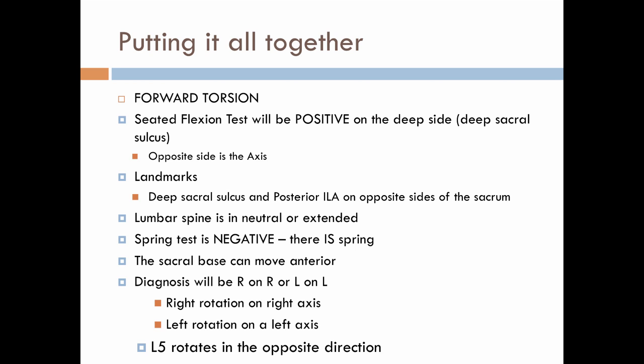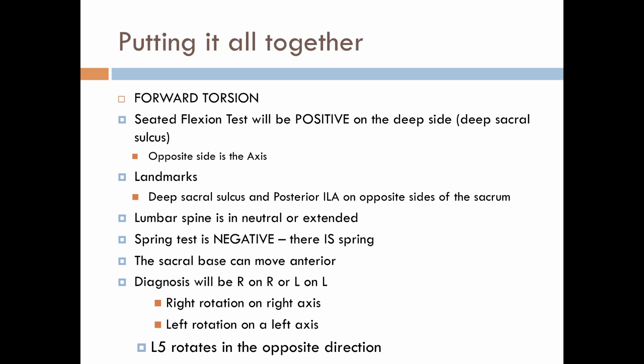So again, the seated flexion test is positive on the dysfunctional side, and in a forward torsion that will be the deep sacral sulcus, and we know that the oblique axis will be on the opposite side of the seated flexion test. In the case of a forward torsion, again the deep sacral sulcus and posterior ILA will be on the opposite side of the sacrum, so again that tells you it's a torsion and not a unilateral dysfunction.